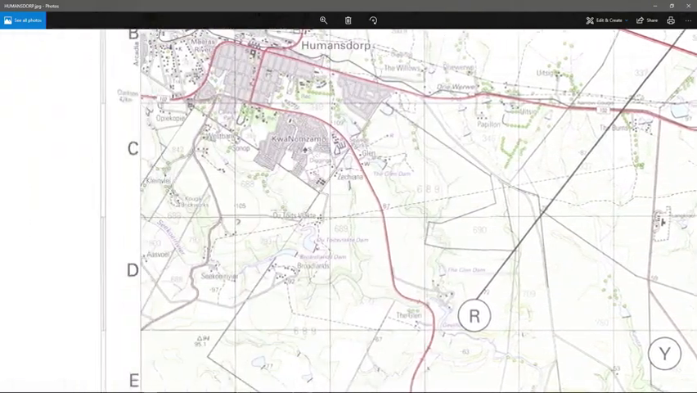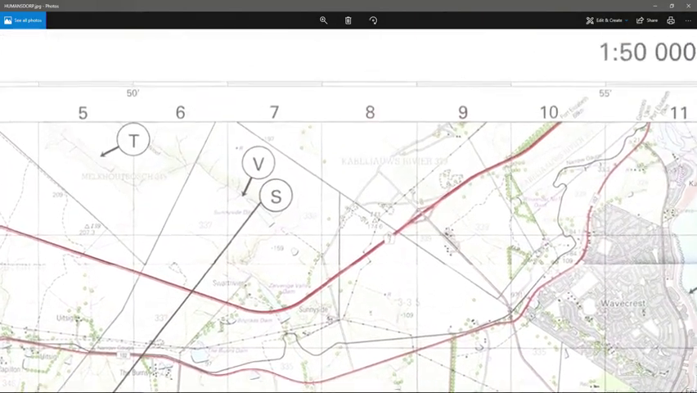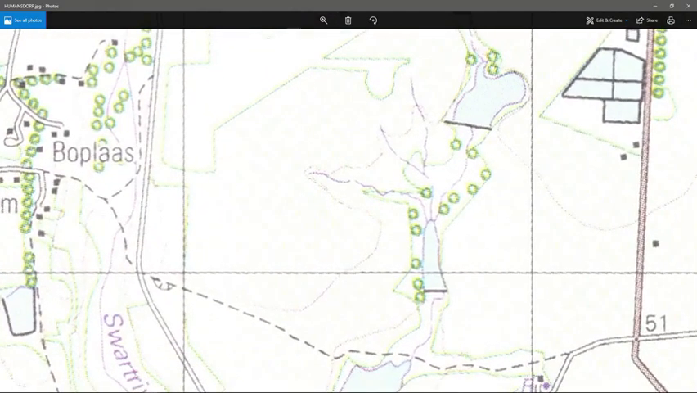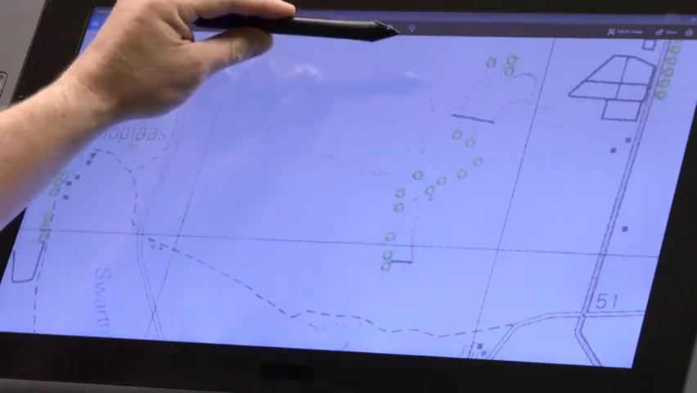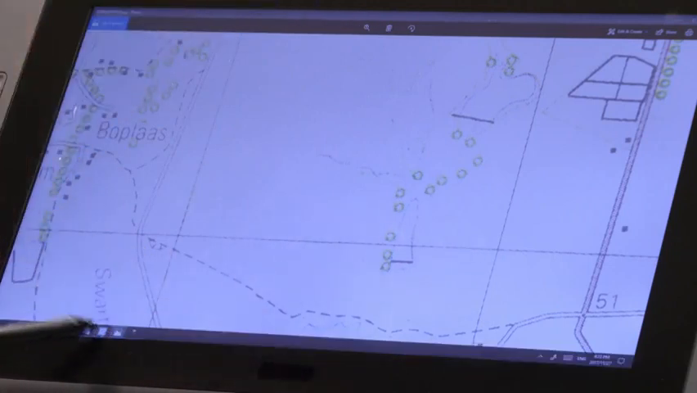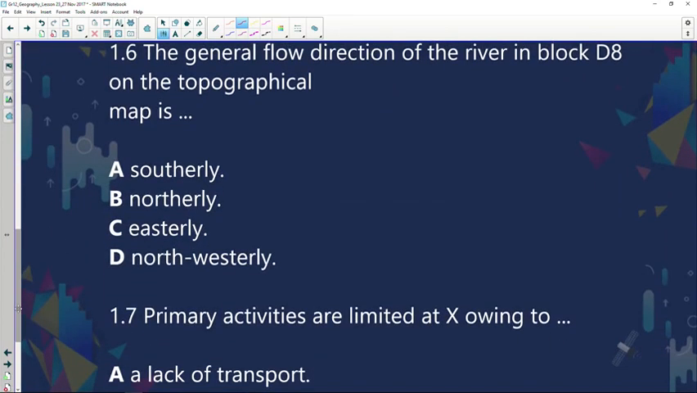just want to check if I'm in block D8, yes. Okay, we can definitely see that our river is flowing in a south direction, because look, the contour lines are decreasing from north to south. Okay, let's quickly go and answer our question, and the correct answer will be A.